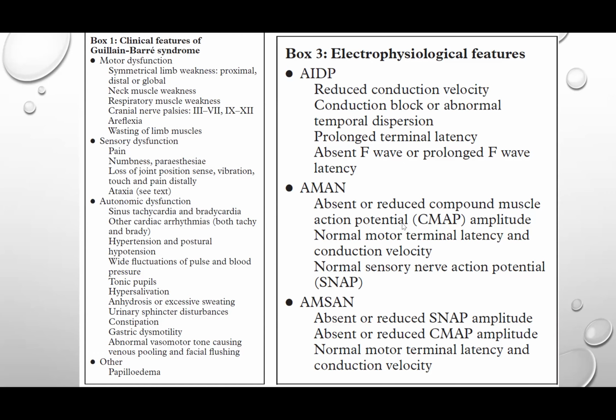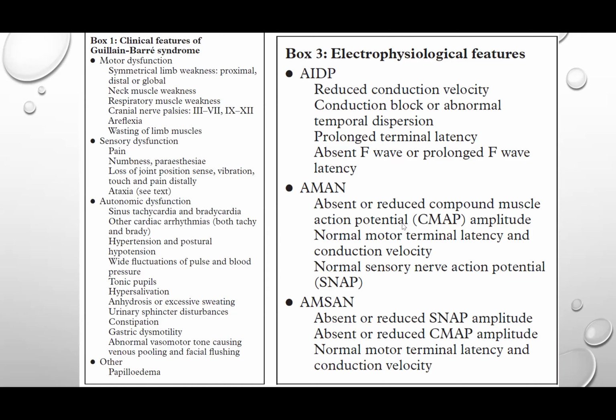Areflexia, wasting of the limb muscles. Sensory: pain, numbness and paresthesia, particularly in the sensory type, that is AMSAN, and not in AMAN. Autonomic: sinus tachycardia or bradycardia, cardiac arrhythmias, hypotension, postural hypotension, wide fluctuations in BP and pulse, tonic pupils, hypersalivation or hyposalivation, anhidrosis, excessive sweating, hyperhidrosis, sphincter involvement, constipation, reduced gastric motility. These are all autonomic features. So there are motor, sensory, and autonomic features.